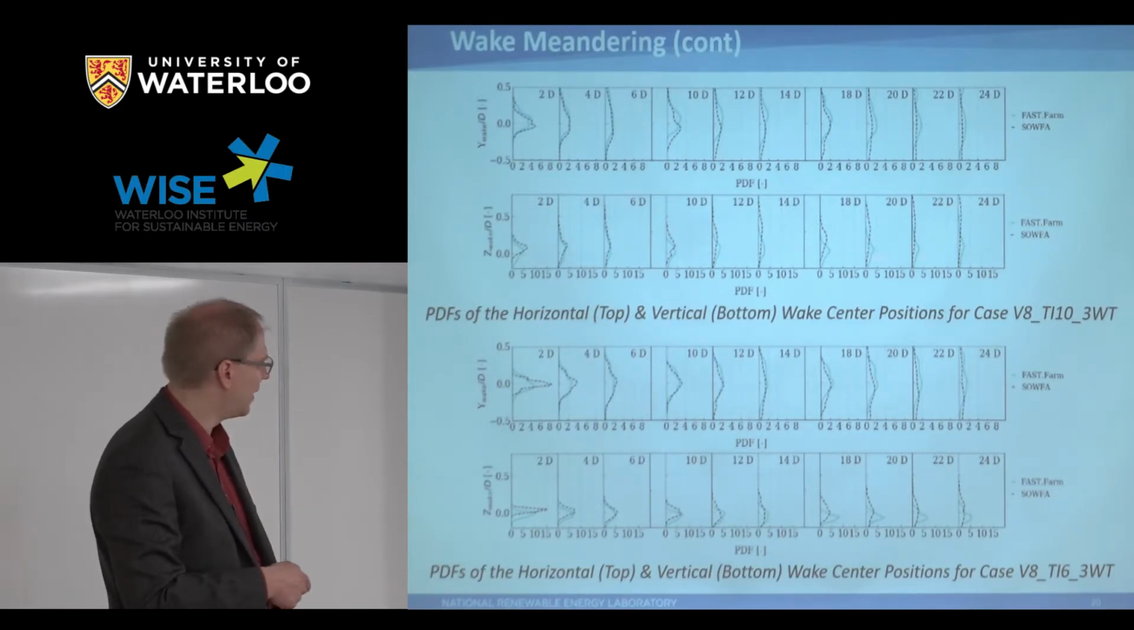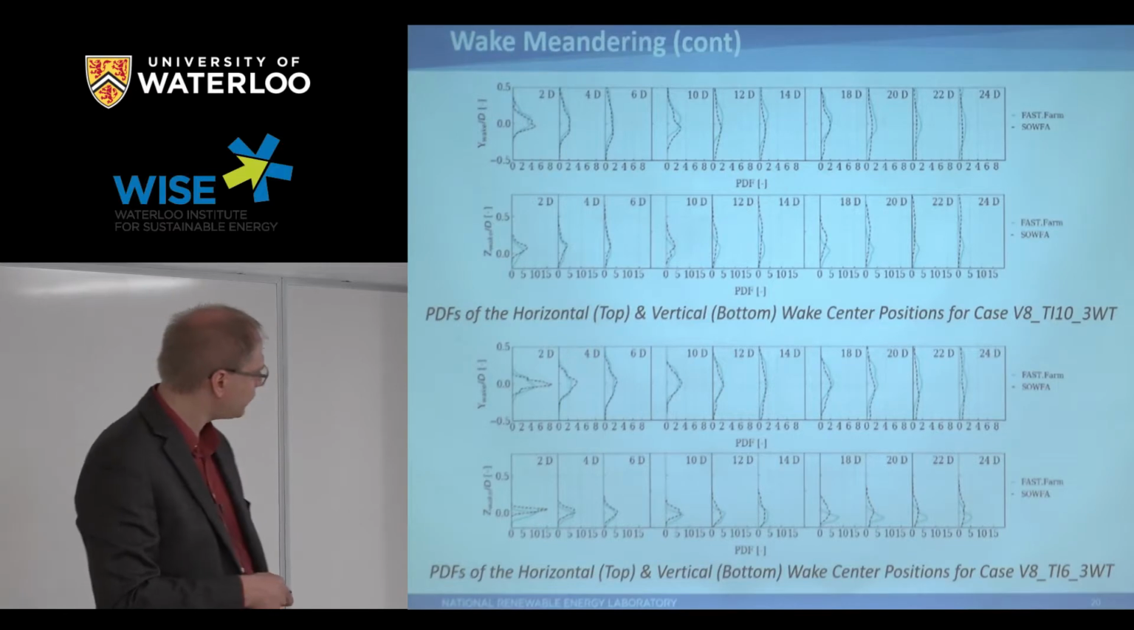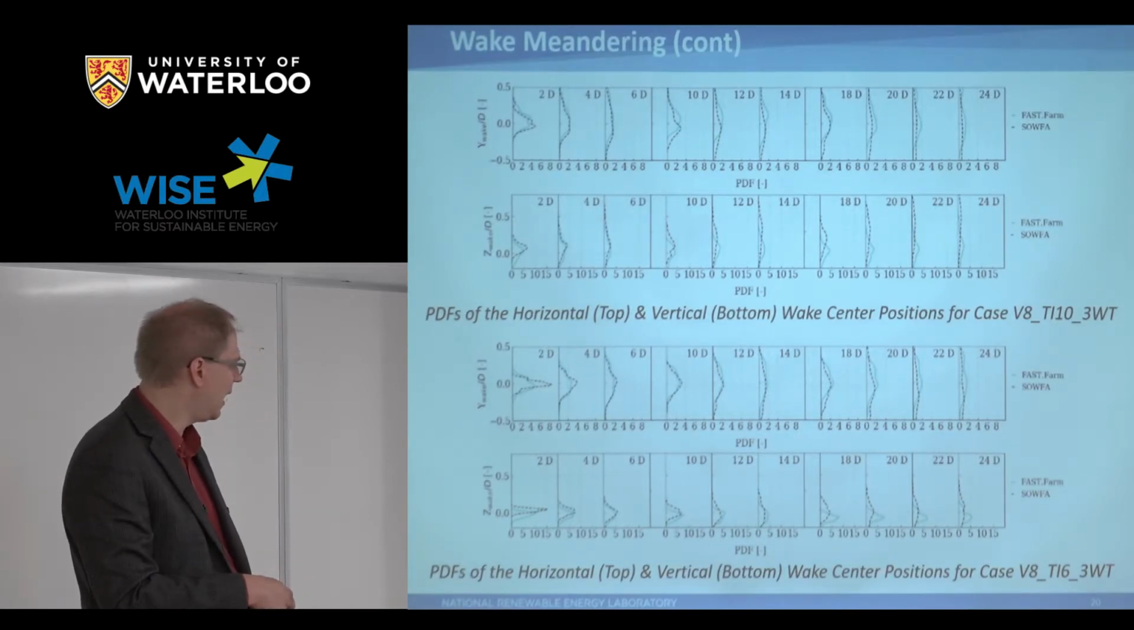FAST.Farm says, well, this is a nice vertical rotor. The wake just wants to naturally, on average, go straight down the center, but in SOFA it tends to want to move a little bit more. And this is the case with low TI. So this is high TI, 10%. This is a low TI case.